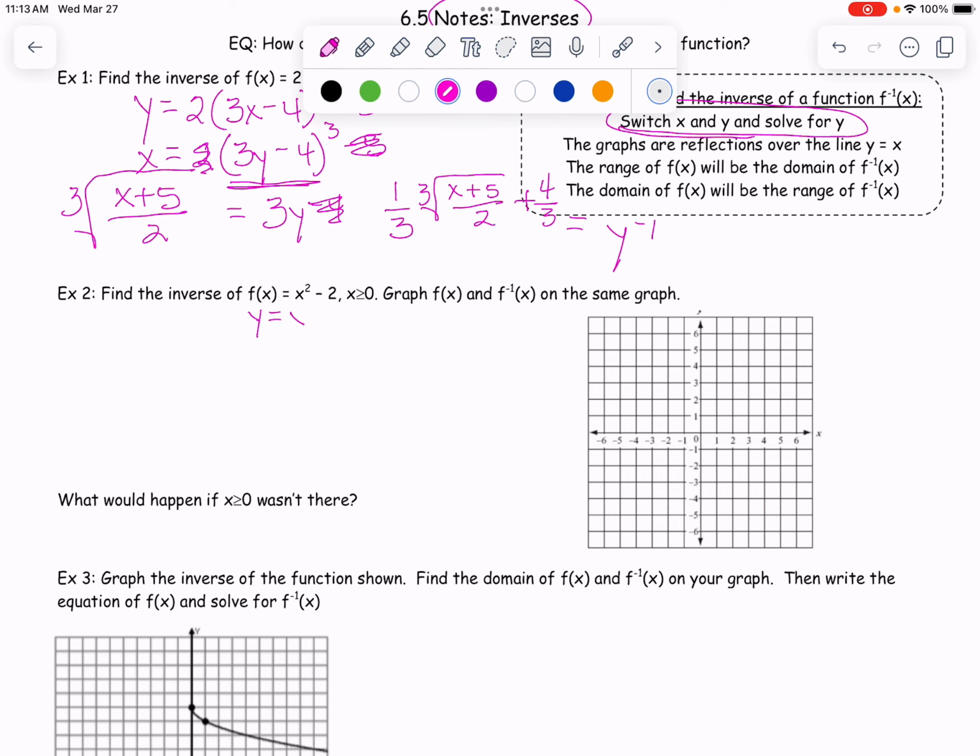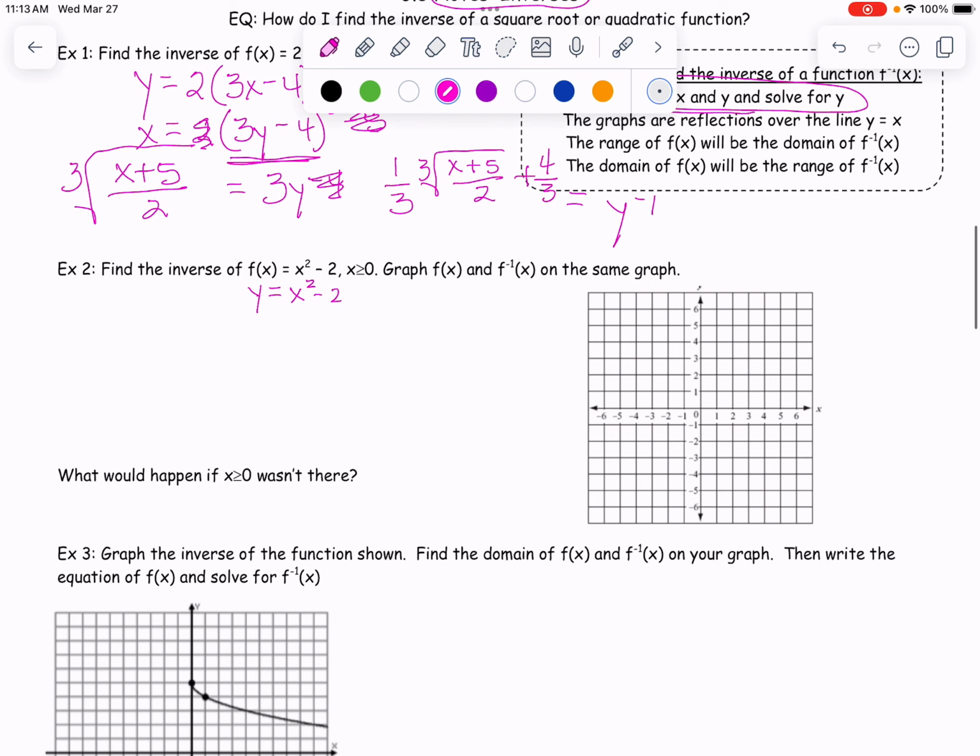So on the next one, find the inverse of y equals x squared minus 2. And it restricts your domain, your x. And the reason, you're going to see in just a minute, is that I'm going to switch my x and my y. If I do not restrict my domain at the beginning, what will happen is that my inverse would not be a function had I not restricted.